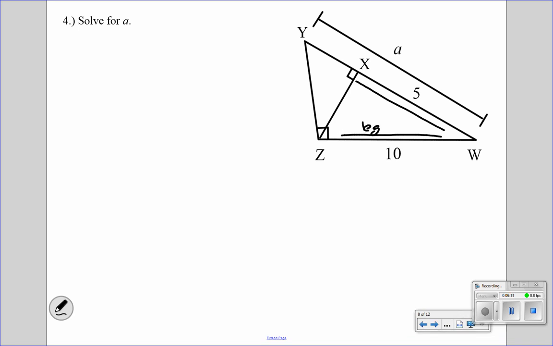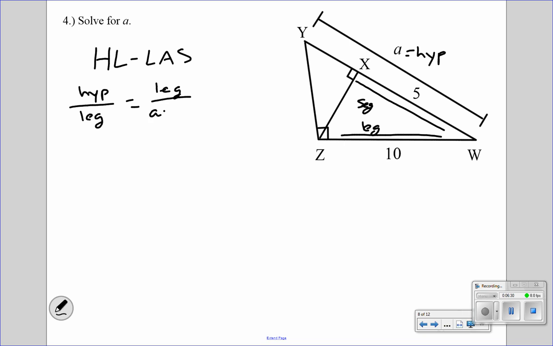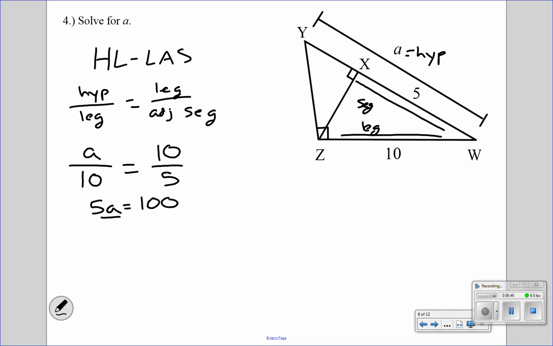We also have a segment. And we're looking for A, which is our hypotenuse. Because we have a leg and a segment and we're looking for a hypotenuse, we're going to use HLLAS, hypotenuse over leg equals leg over adjacent segment. Our hypotenuse is A. Our leg is 10. This equals 10, because our leg again, over 5, our adjacent segment. So we get 5A equals 100. We divide by 5. A equals 20.